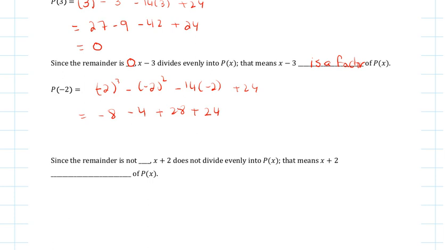And you can see right away here, this is too big. So I have 52 and then minus 12, and that's going to be 40. So since the remainder is not 0, x plus 2 does not divide evenly into p of x. This means x plus 2 is not a factor of p of x.